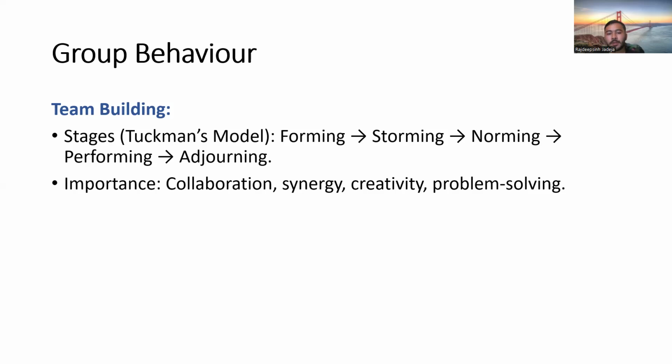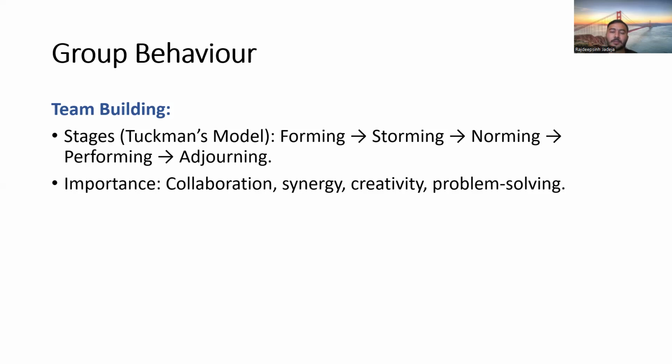So Tuckman's model says that whenever you create groups in an organization, you have to study them from the forming stage. In the forming stage, the group starts building, people come into the group, they talk with each other and decide on an activity to perform. In the storming stage, they are performing the activity. They start giving their ideas about the activity.